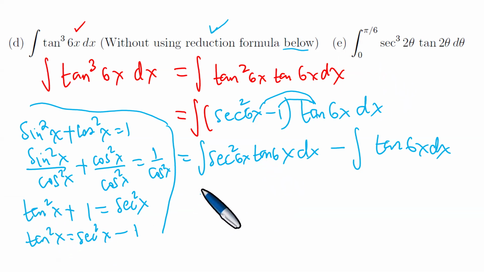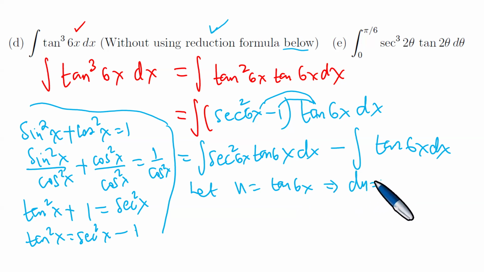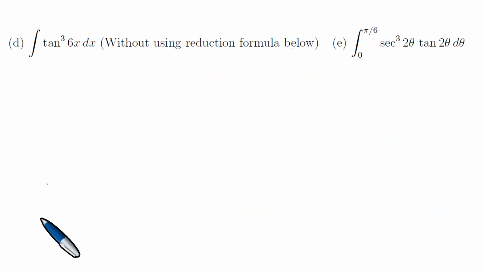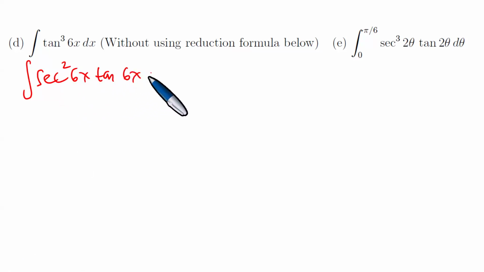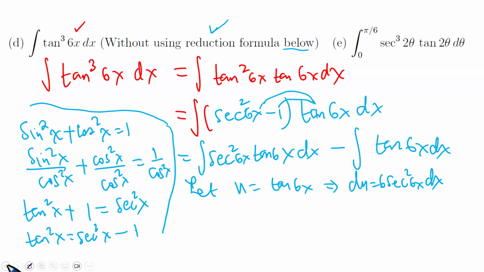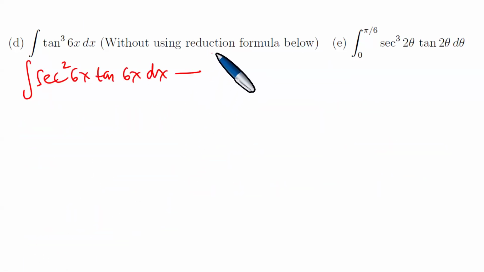So what we're going to do is let u be the tangent of 6x. This means that du is the secant squared of 6x dx. So that in the end, which is the secant to the 6th power, minus tangent of 6x.